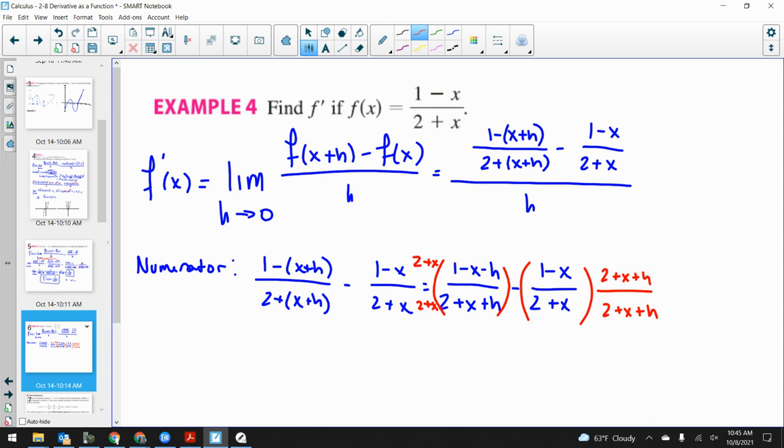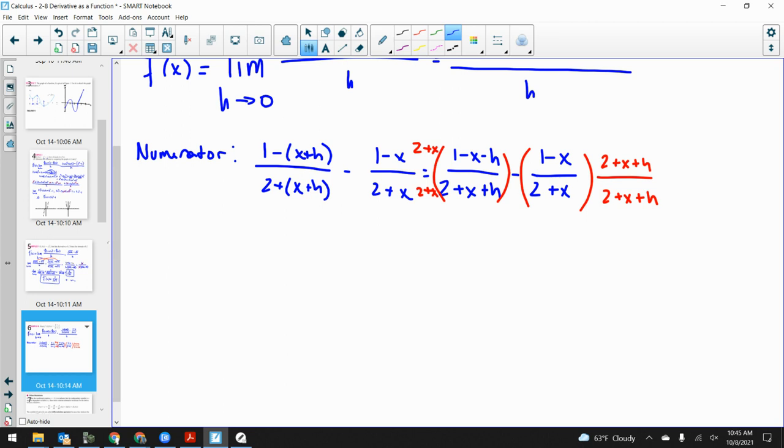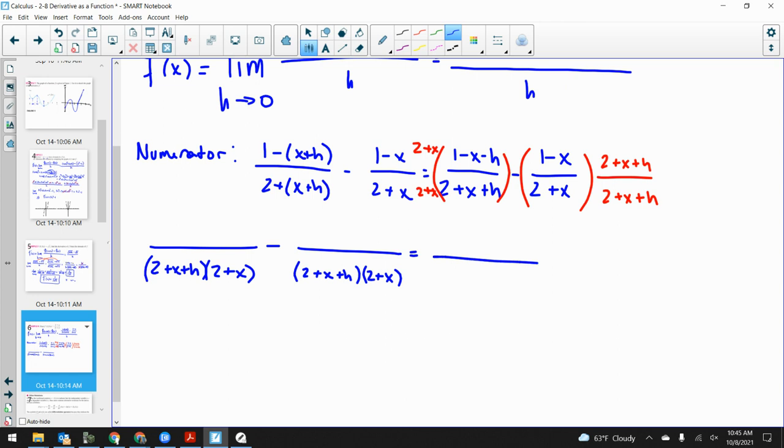I'm multiplying this one by 2 plus x, top to bottom. I'm multiplying this one by 2 plus x plus h because that was the other guy's denominator. So in the end, it's going to get me this as my common denominator: 2 plus x plus h times 2 plus x, equals something over (2 plus x plus h)(2 plus x).